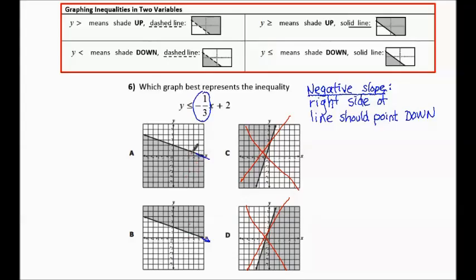So which one of these is it? Shaded downwards or shaded upwards? That is where the information on your notes here helps you figure that out. If it says y is less than or equal to, that means shade down. So this is shaded down, that's good. This is shaded up, so that cannot be an option. Your answer should be option A.